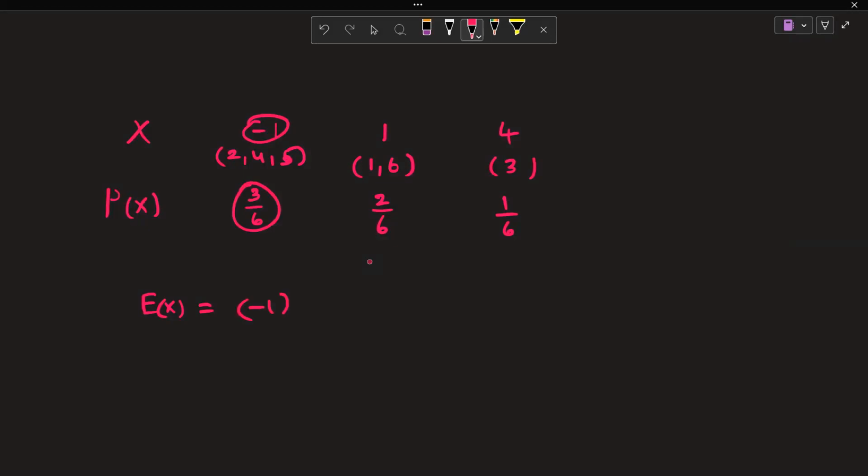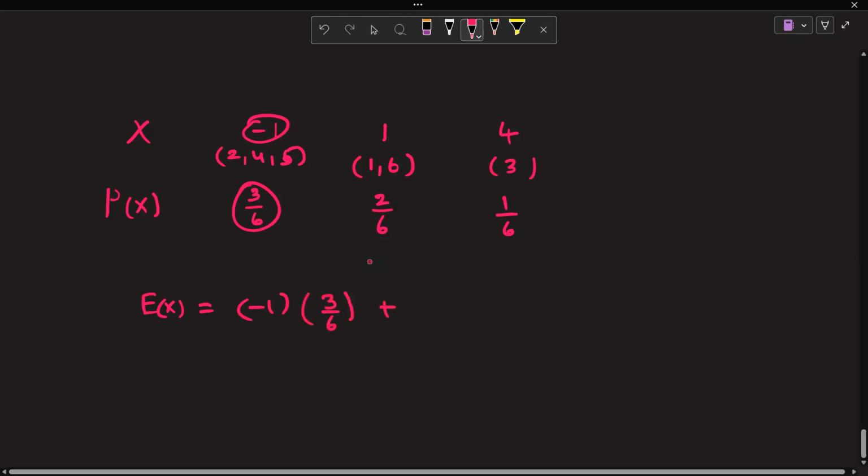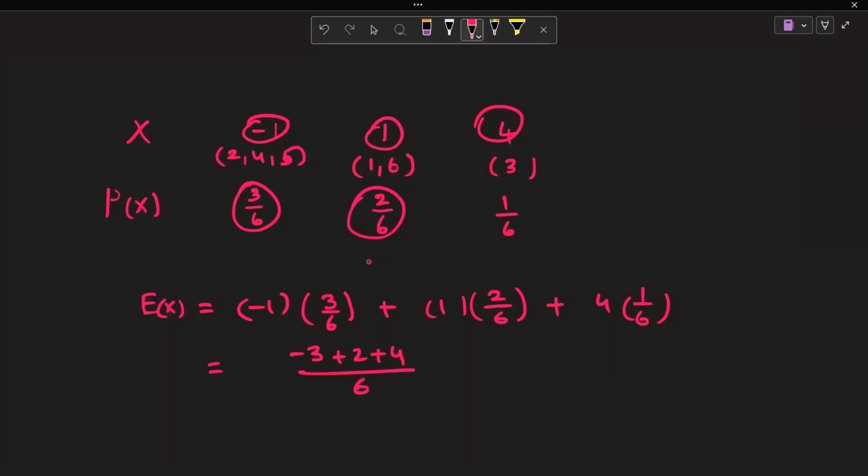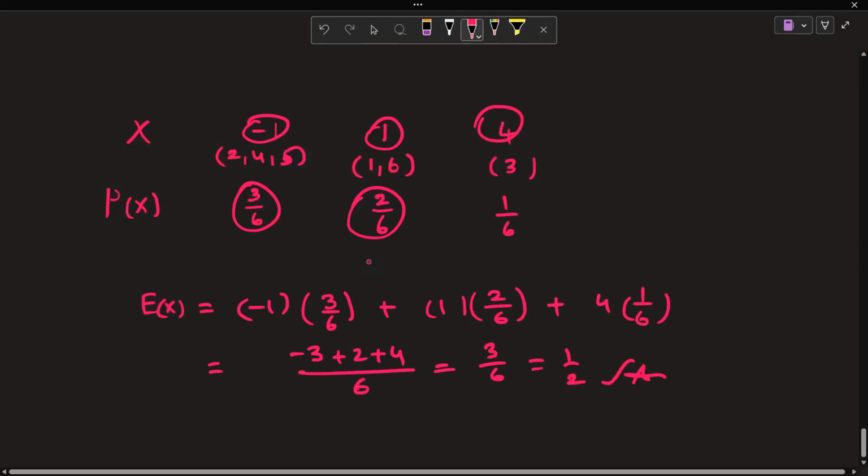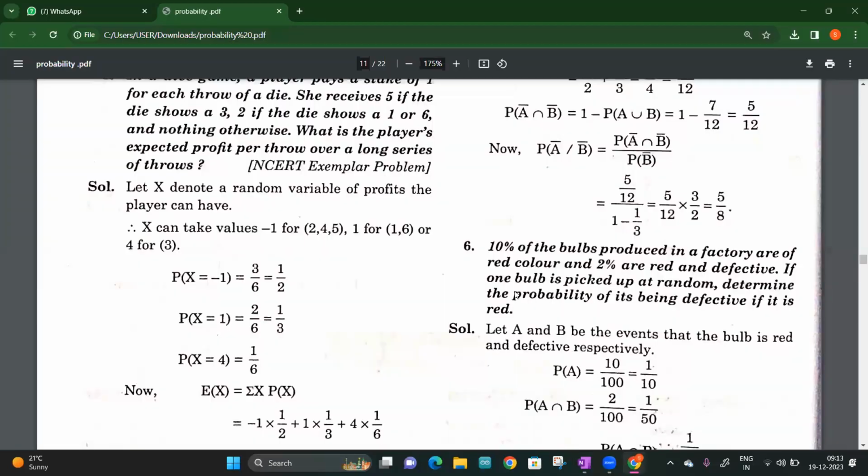That is called expectation. So minus 1 rupee loss, the chance of getting that amount is 3 out of 6. She gets 1 rupee profit, and the probability is 2 out of 6. Plus 4 rupees, and the probability is 1 out of 6. So this is (minus 3 plus 2 plus 4) out of 6, that is 3 out of 6, 50% chance she will be profited. Understood this question? Fine.